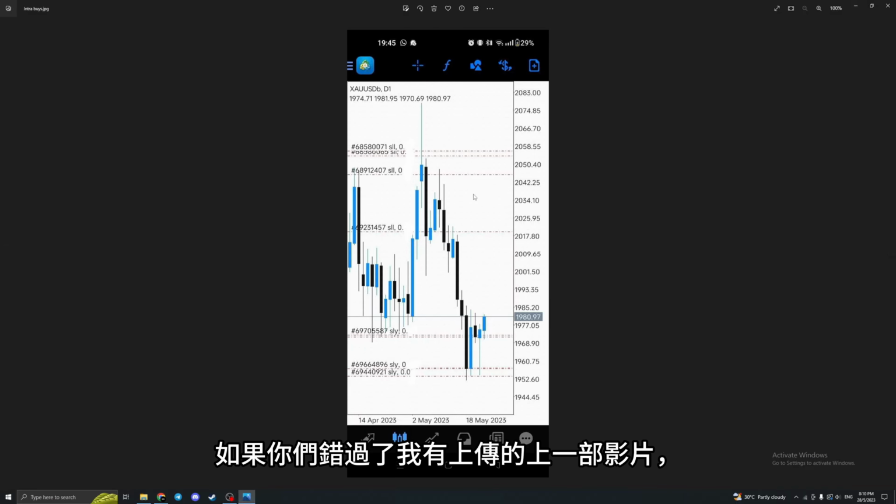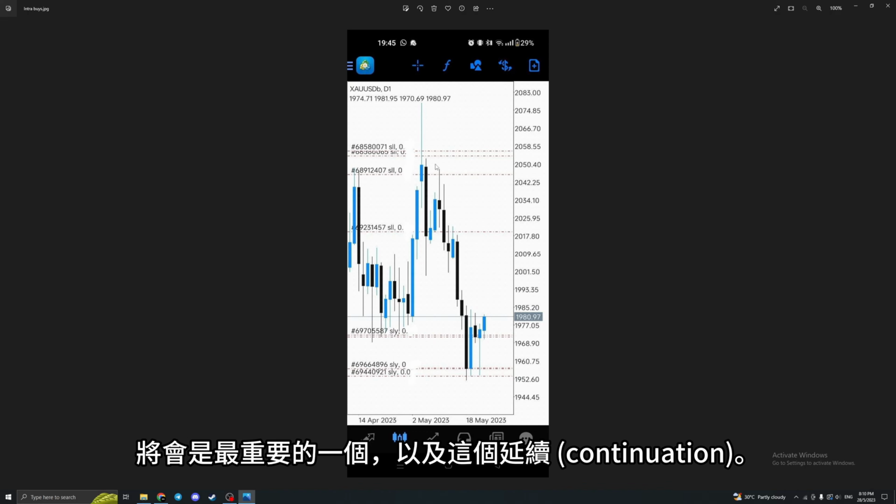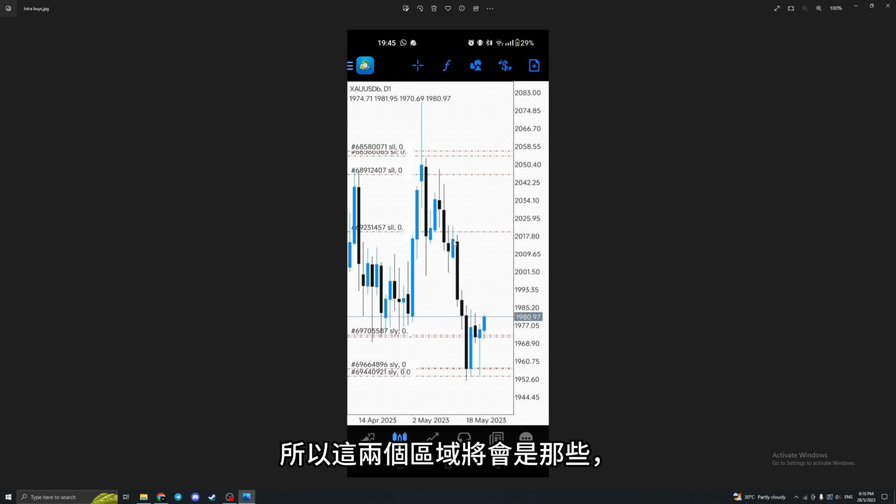So if you guys missed the previous video that I've uploaded, I've covered these cells over here. This cell, which is going to be the most important one, and this continuation. So these two cells are the cells which, of course, I broke down in the previous video, but I want you guys to focus on these two cells the most and not focus too much on this, because this is way more advanced, okay? So yes, focus on these two.